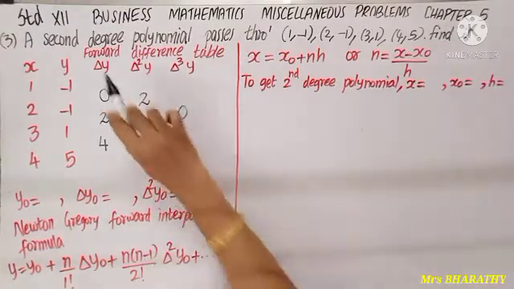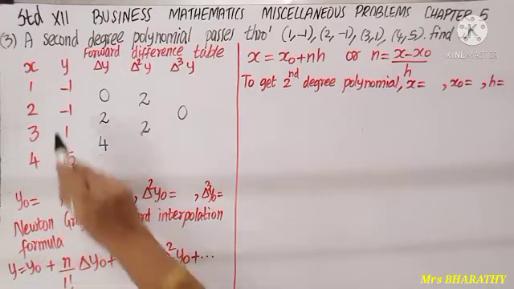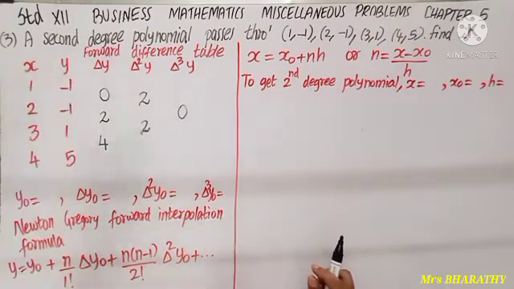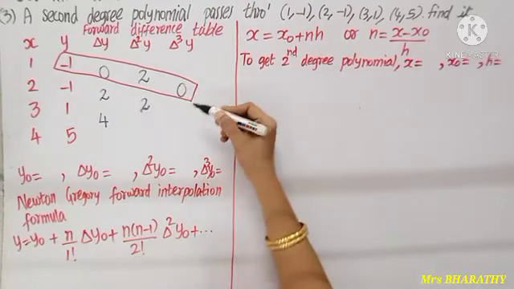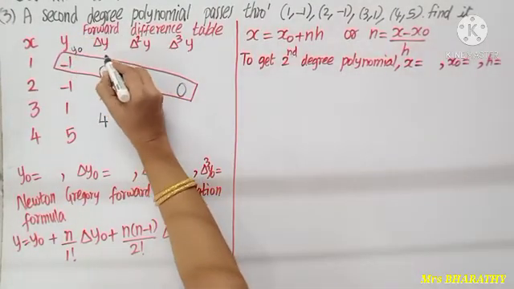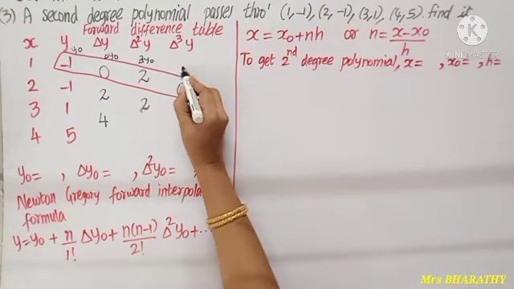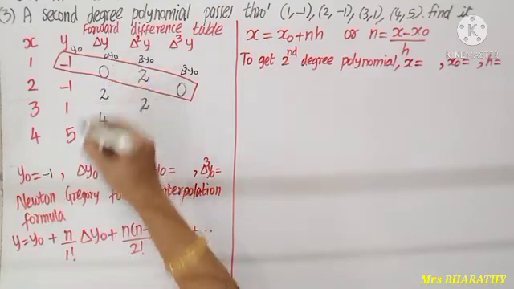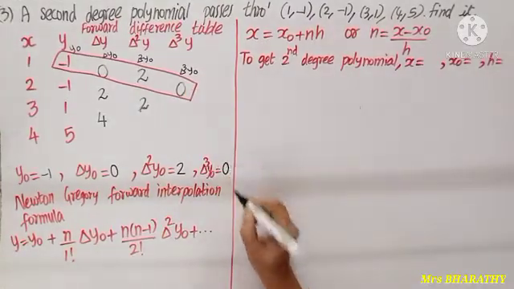So we have to know how to create the forward difference table. 5 minus 1, 1 minus of minus 1, minus 1 minus of minus 1, 4 minus 2, 2 minus 0, again 2 minus 2. Once I have created the table, box the values and call them y0, del y0, del square y0 and del cube y0. As we fill in, y0 is minus 1, del y0 is 0, del square y0 is 2, del cube y0 is 0.